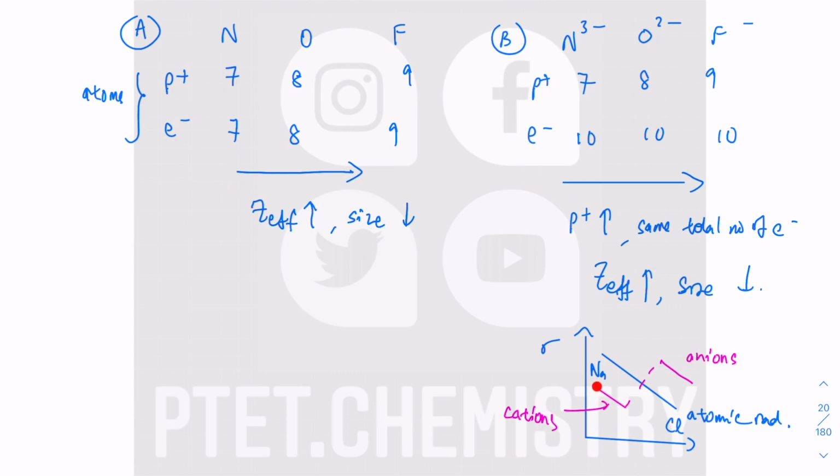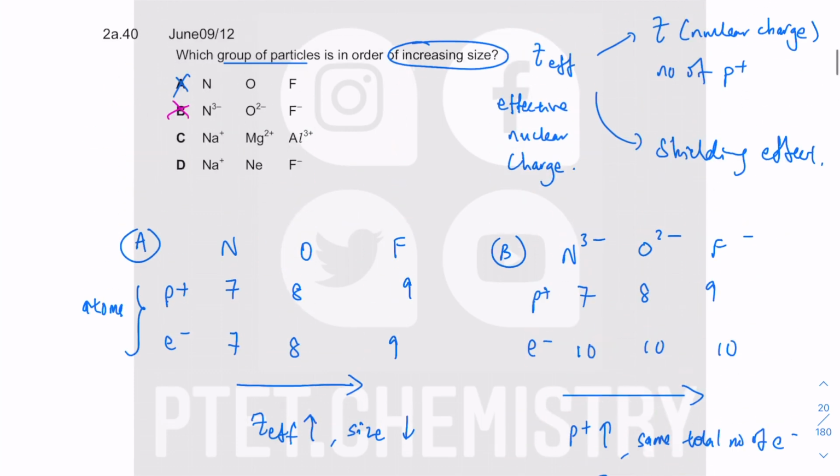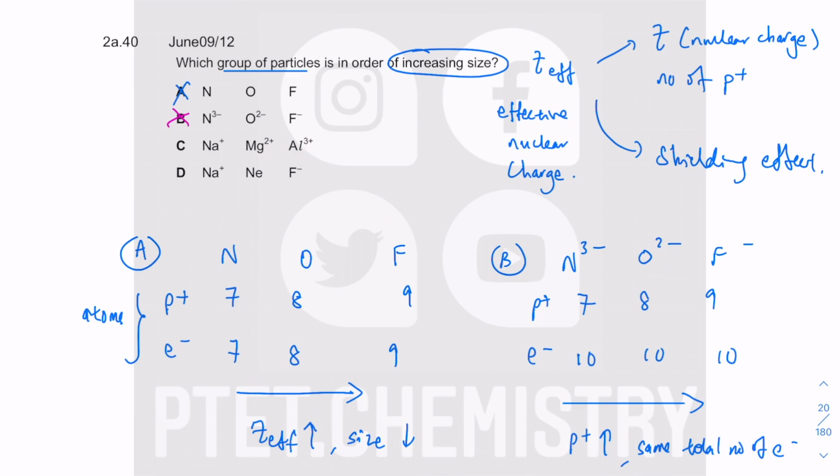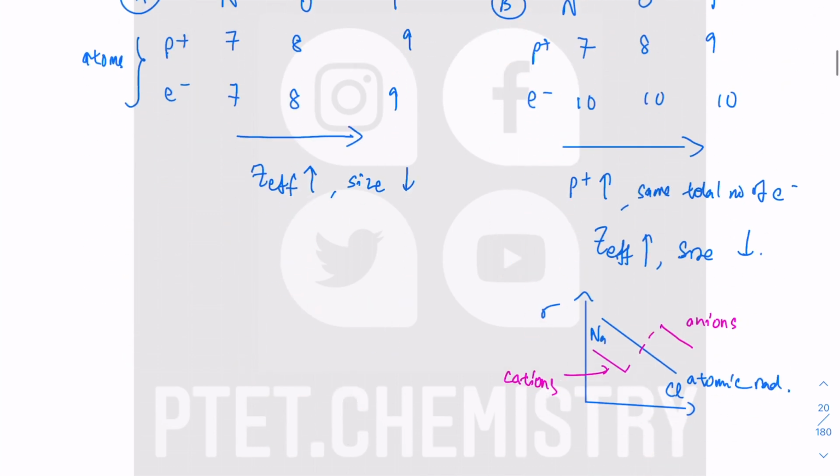So judging by that, the cations are also decreasing in size. So we have Na plus, Mg2 plus, Al3 plus. So the cations are decreasing in size as well. So C is also wrong. D must be the answer because none of the others are correct. I will very quickly show you how we get this trend now.